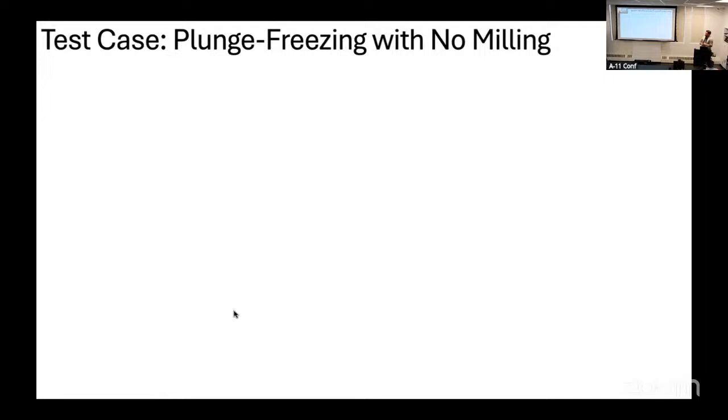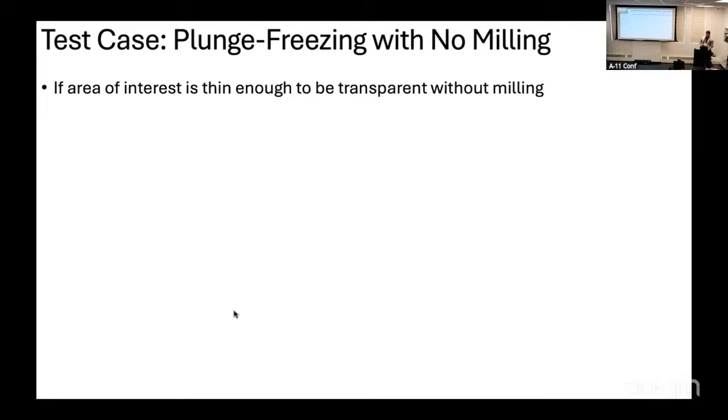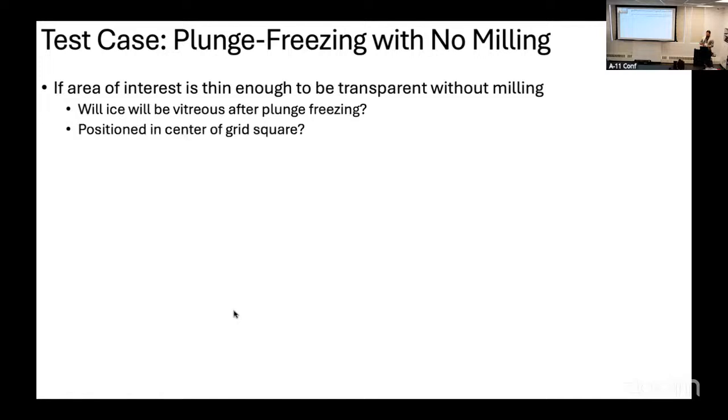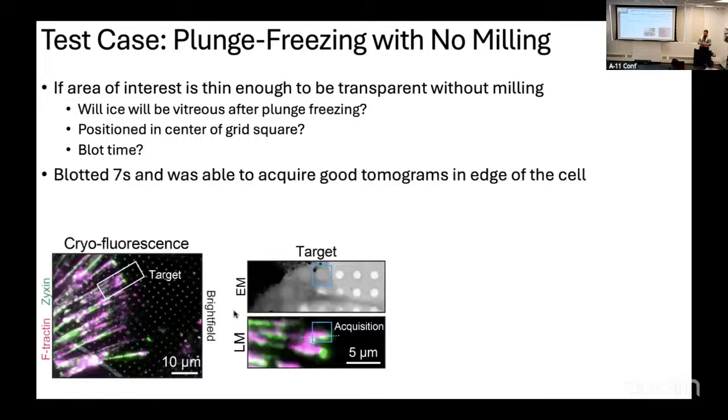So this is just a test case, like I said. This is plunge freezing with no milling. If the area of interest is thin enough to be transparent, will vitreous ice be vitreous after plunge freezing? Is it positioned in the center of the grid square? Blot time. So this was a sample that I blotted for 7 seconds. It's PTK2 cells. They're incredibly thin cells.